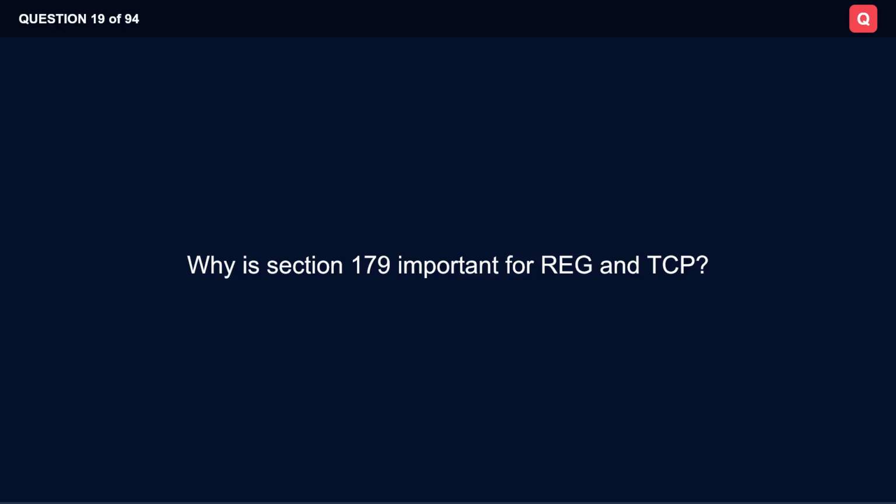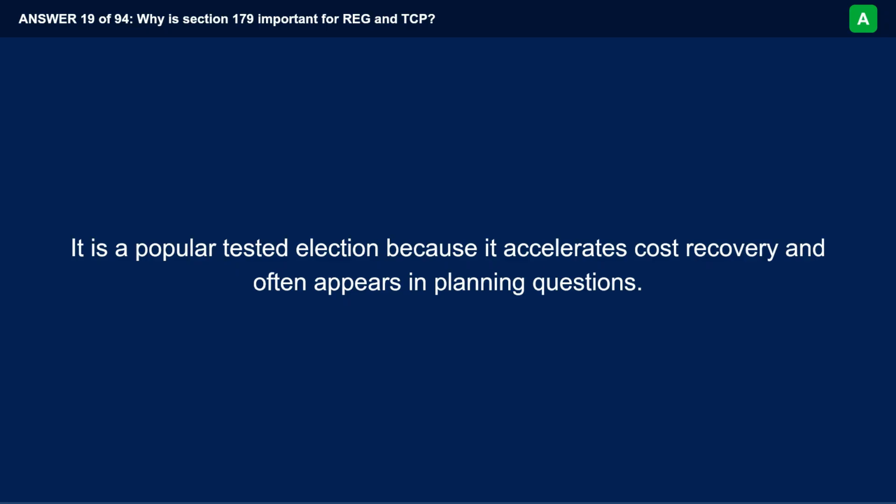Why is Section 179 important for REG and TCP? It is a popular tested election because it accelerates cost recovery and often appears in planning questions.